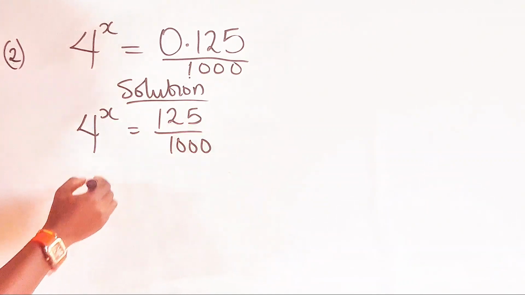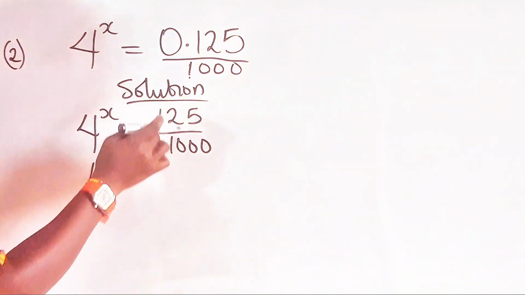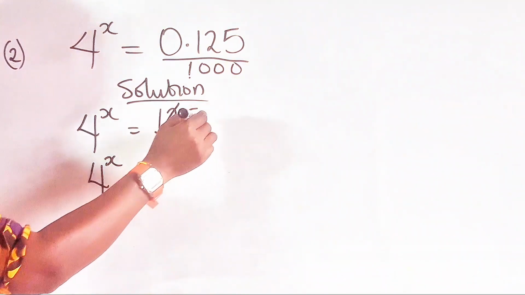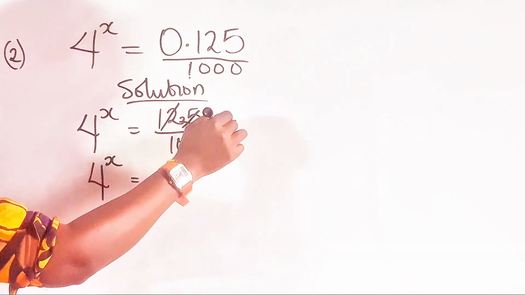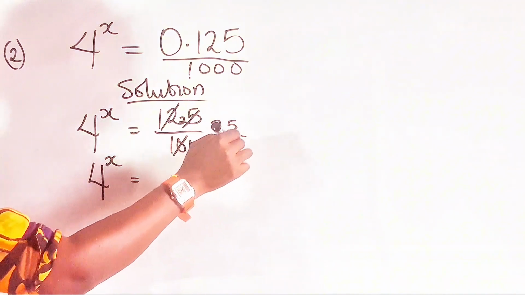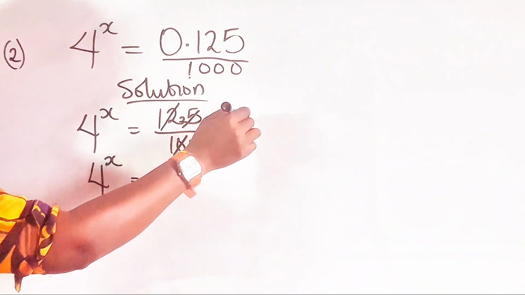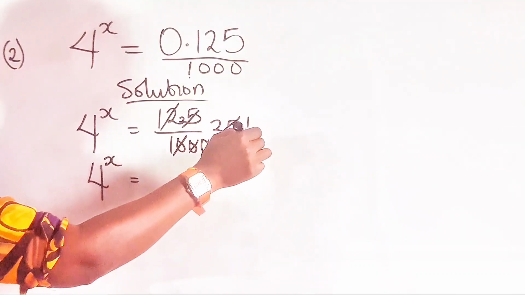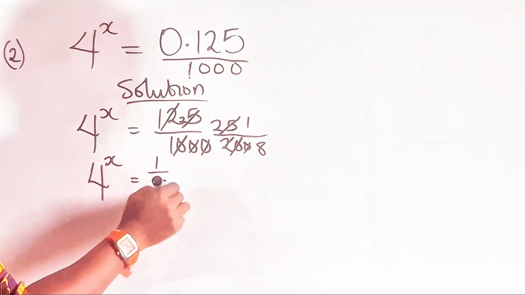Now let's simplify. We have 4 raised to the power of x equals, 5 can go. So 5 into 12 will go 2 times, remaining 2. Into 25, it will go 5 times. Then 5 into 1000, it will go 200 times. 25 can go now. So 25 will go here 1. 25 will go into 200 8 times. So we have 1 over 8.